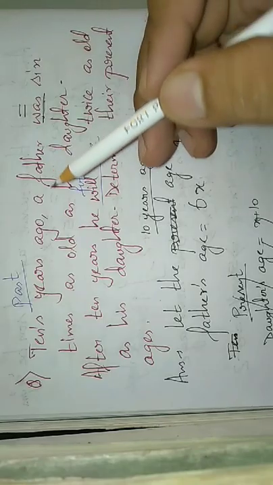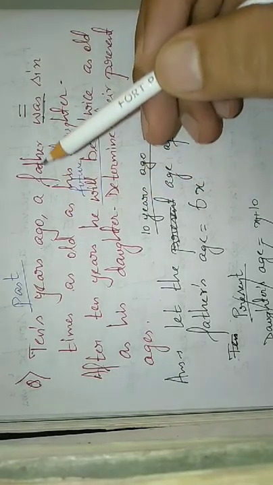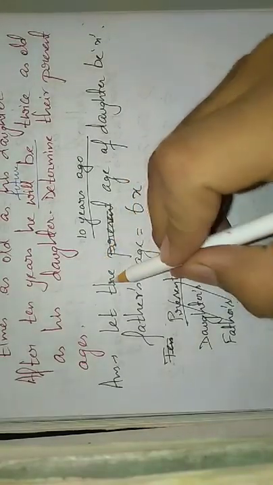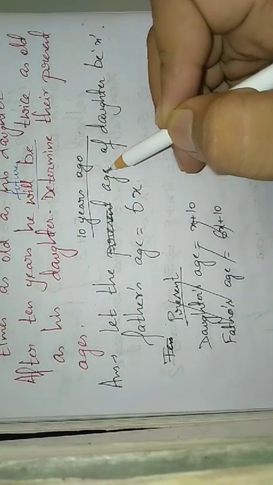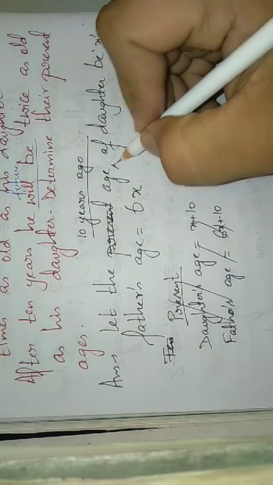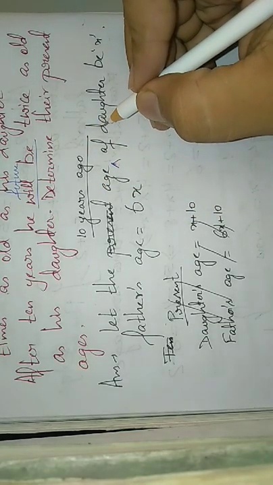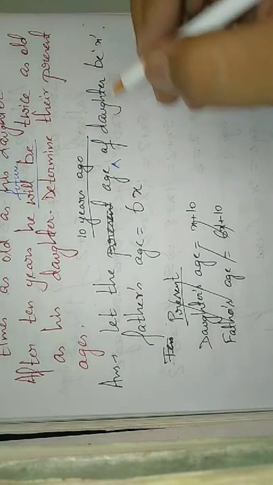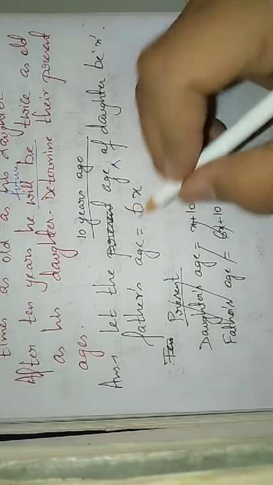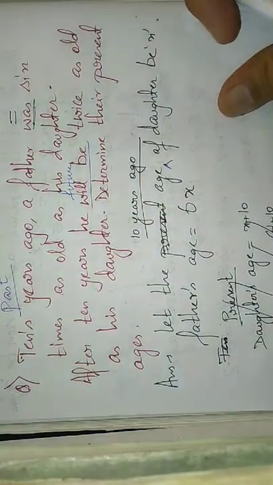So students, this question we were already doing. What they are saying is 10 years ago they are talking about, right? A father was 6 times as old as his daughter. So let the age 10 years ago of the daughter be x. So father is 6x, right? As it is told that father was 6 times as old as his daughter.